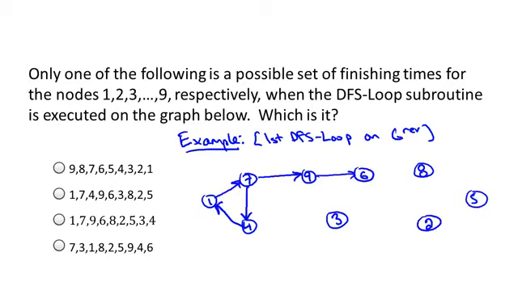And remember, in the DFS loop routine, you're supposed to process the nodes from top to bottom, from n down to 1.